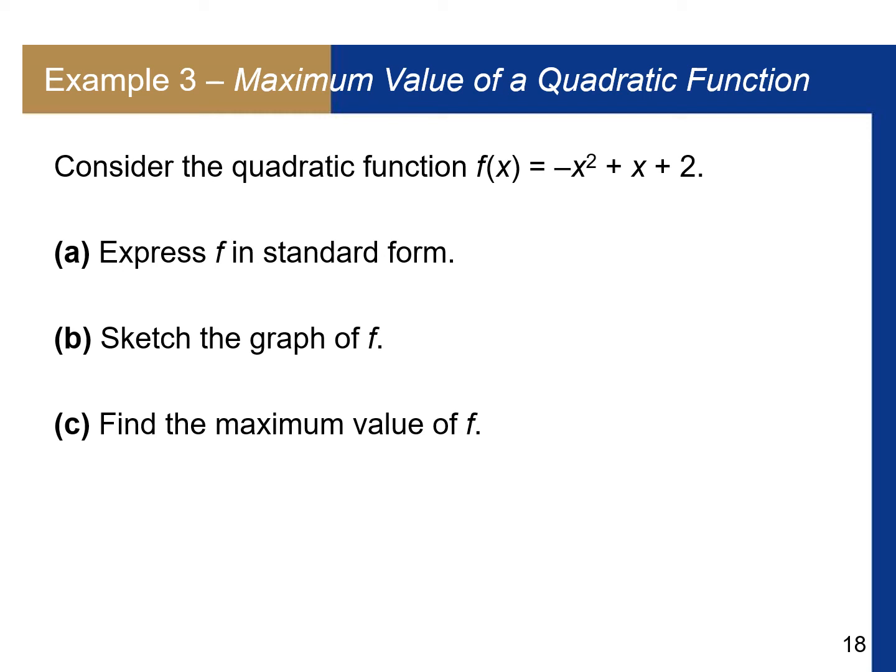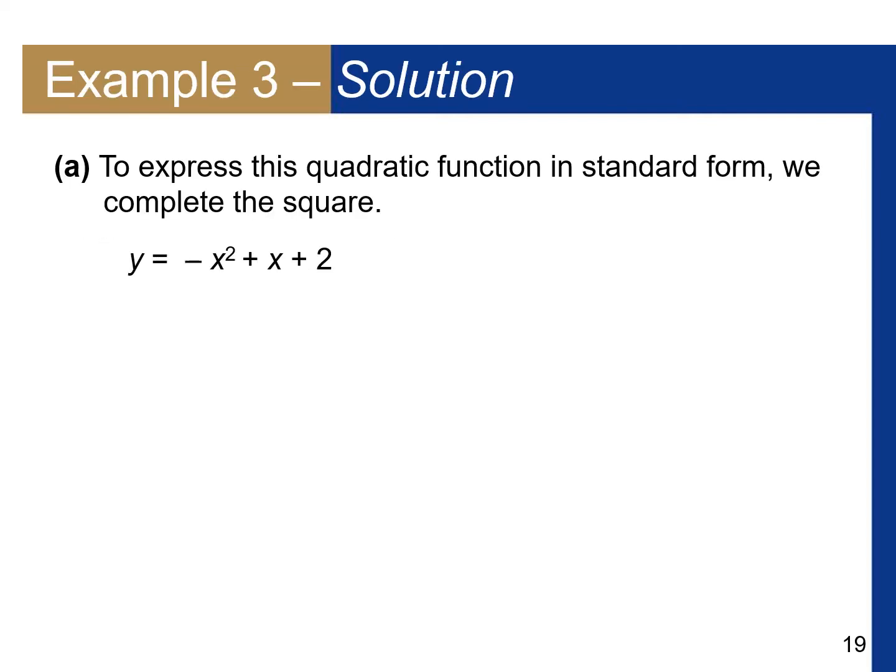Okay, let's look at another one. Now I notice right away that in this problem I'm going to have a negative x squared. So I'm going to have to factor that out first. And that should tell you that this is going to go concave down. So we're going to look at it in standard form, sketch it, and find the maximum because this is negative and we know we're going to have a maximum this time.